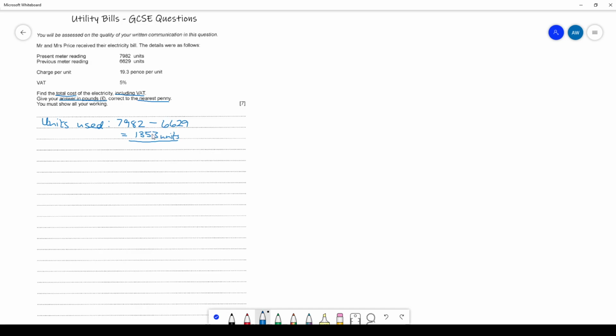Remember, you can use a calculator. This is a calculator question, so use your calculator. Don't do this without when you're allowed to use one. The next thing we need to do then is work out the cost of these units of electricity, and that's where the charge per unit comes in. So because we've used 1,353, we need to multiply that by 19.3 pence.